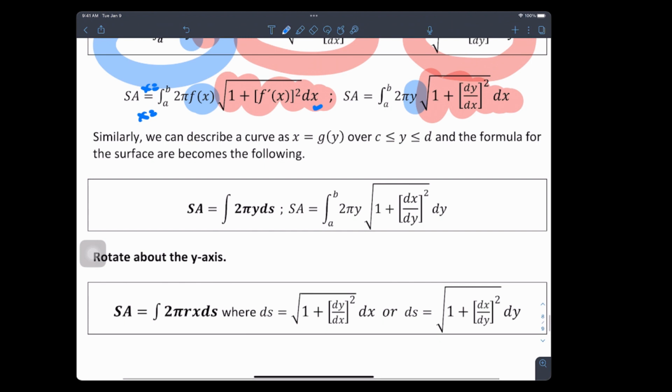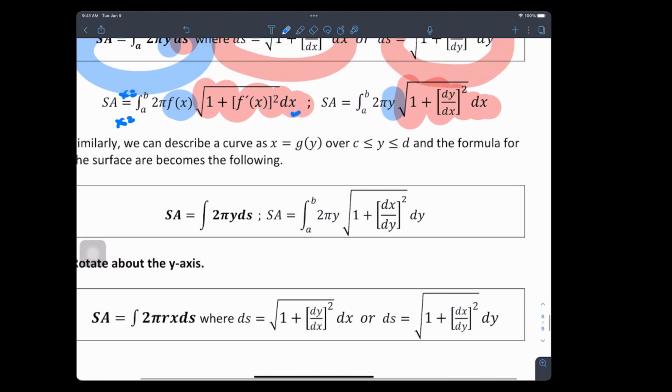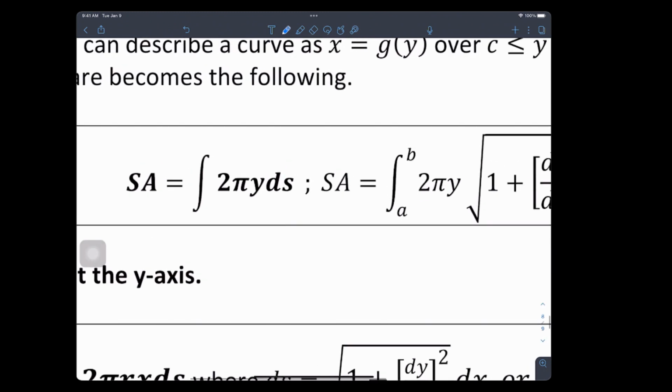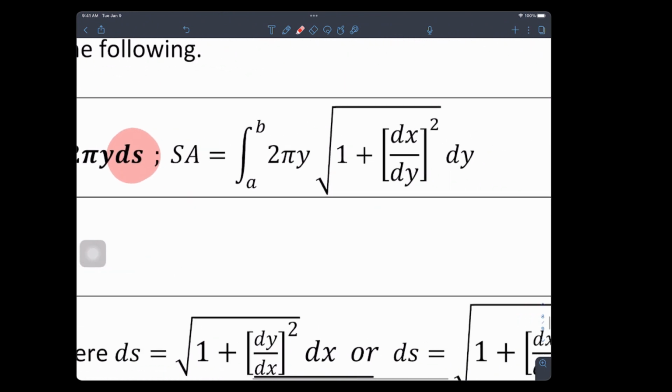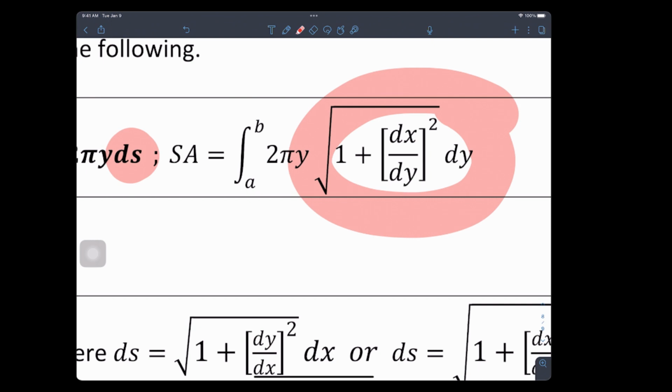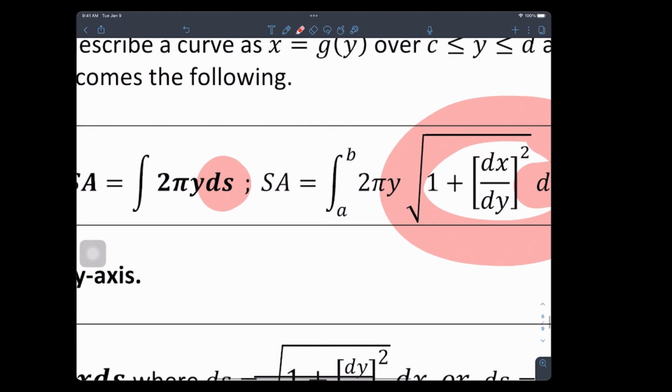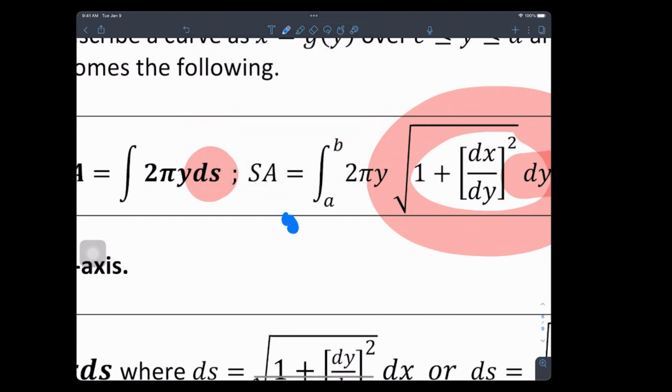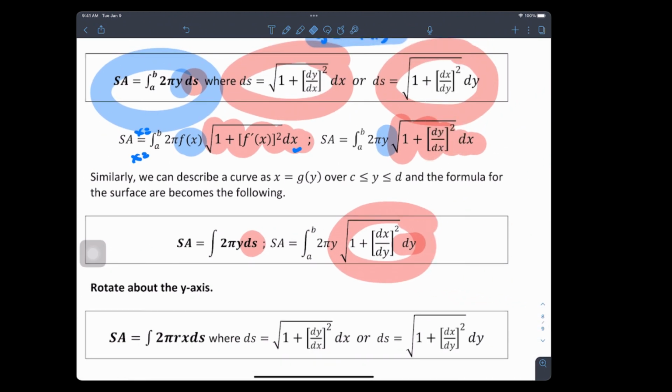And what I actually gave you here similarly, if you said, what about if we take the curve x equals g of y, where y goes from c to d, what happens with our formula? Well, it's the same surface area formula, 2 pi y ds. But you're going to have to use a different ds. This ds now is going to be the square root of 1 plus dx/dy squared, with respect to dy now. And these are y's here. That's a typo here. It's supposed to be x equals g of y, so y goes from c to d.